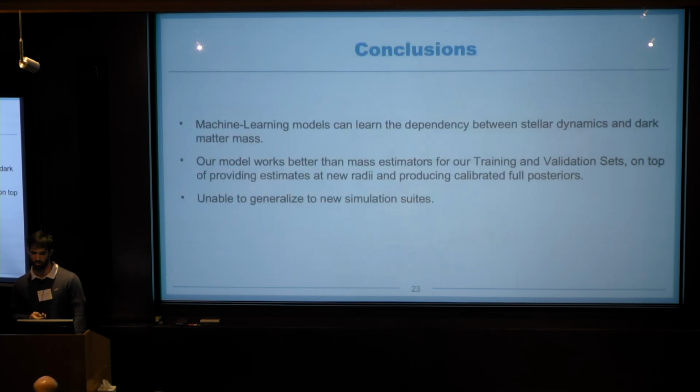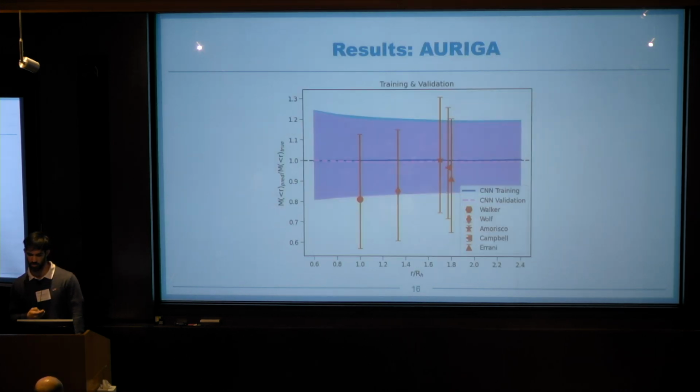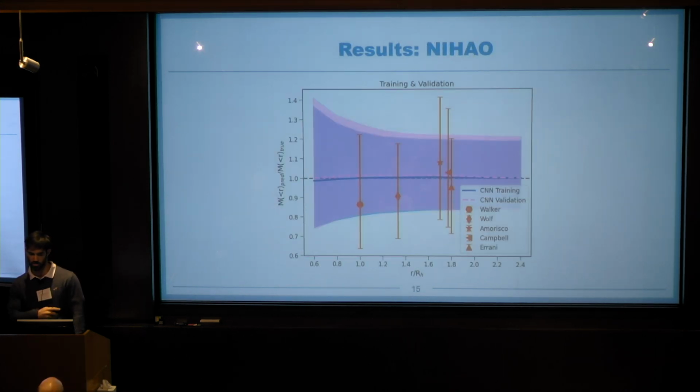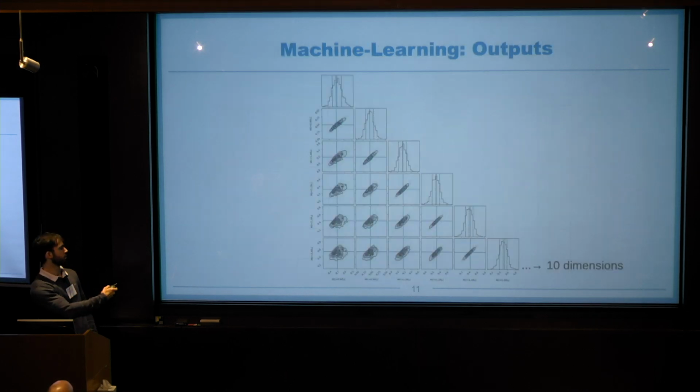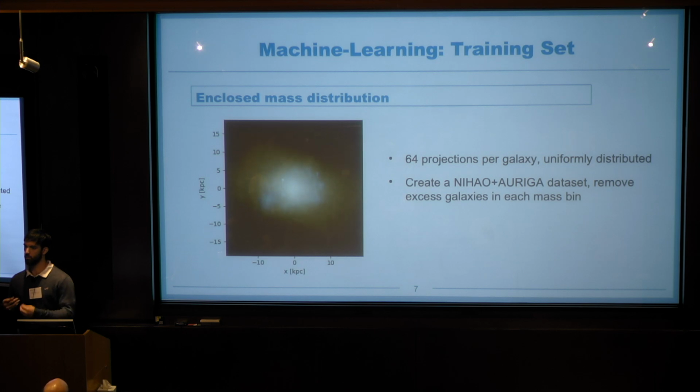No, I just concatenate. The only special thing that we did in preparation for that joint training is cutting the distribution of galaxies so that the distribution of masses is the same. We have the same number of Nihao and Auriga galaxies for each mass bin, so we are just trying to avoid biases that way, but it's nothing unsupervised, completely supervised.